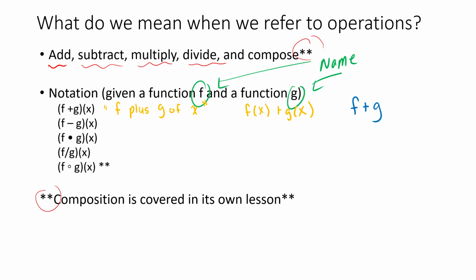Here we have f minus g of x. That would be our subtraction notation, and that means to take f of x and subtract function g from that. Now, this is our multiplication, and I am going to draw your attention to that. It is very important that you use a solid dot when you are multiplying here.